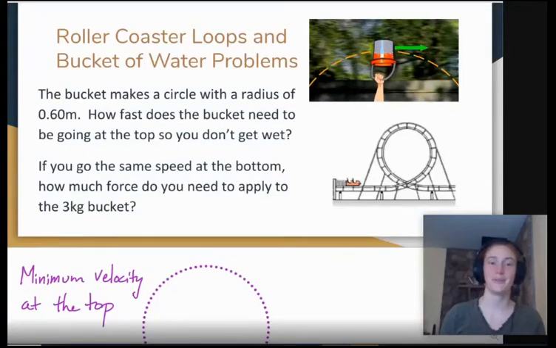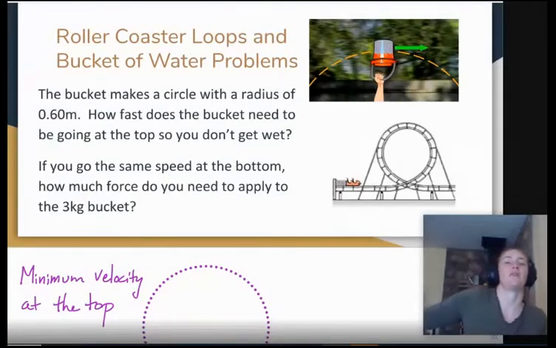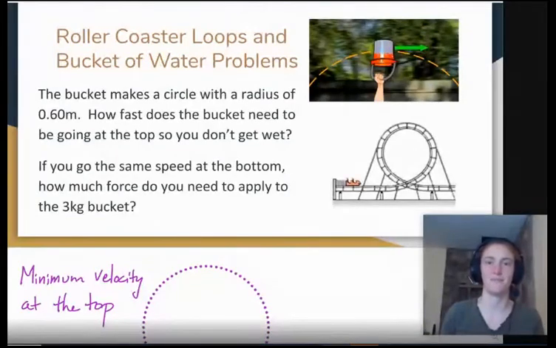So with the roller coaster loops and bucket of water problems, first I want you to try this demonstration where you get a bucket, put a little bit of water in it, and swing it over your head in a circle. And I want you to feel when you go as slow as possible at the top, you hopefully will feel no force that you need to pull down with. If you go fast, you should be able to feel the bucket pulling out on your arm as your arm pulls the bucket towards the center.